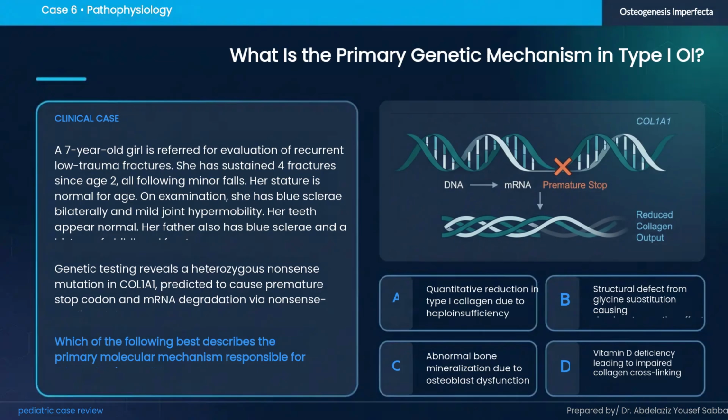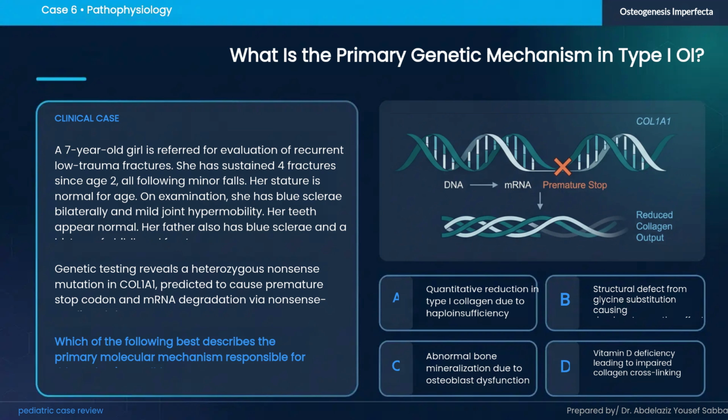Case 6. A 7-year-old girl is referred for evaluation of recurrent low trauma fractures. She has sustained 4 fractures since age 2, all following minor falls. Her stature is normal for age. On examination, she has blue sclerae bilaterally and mild joint hypermobility. Her teeth appear normal. Her father also has blue sclerae and a history of childhood fractures.